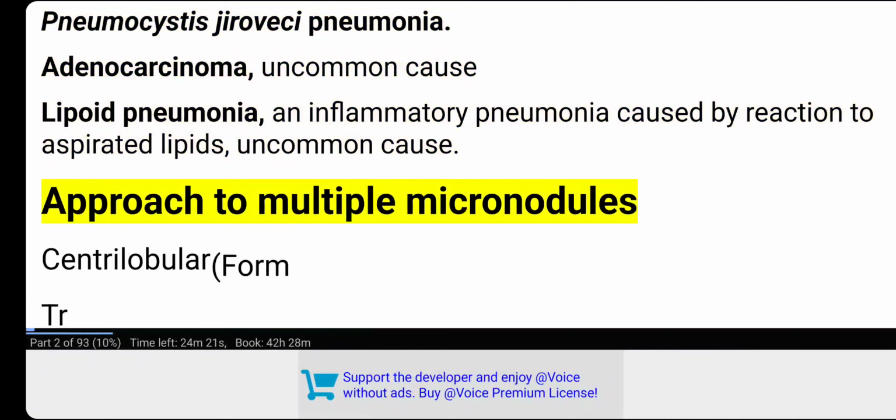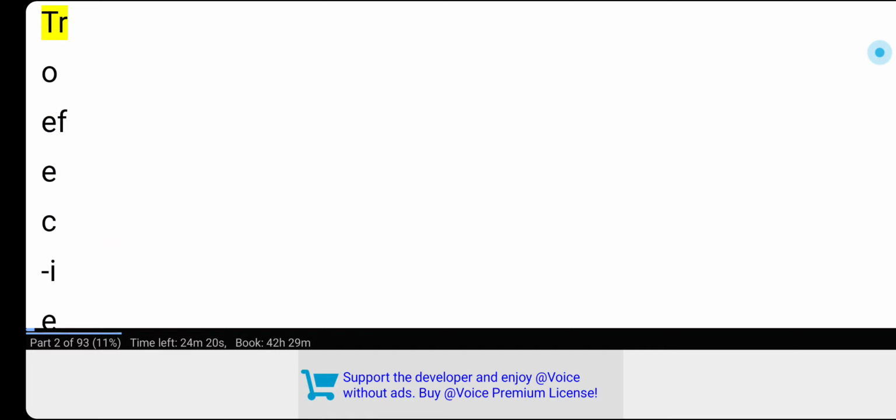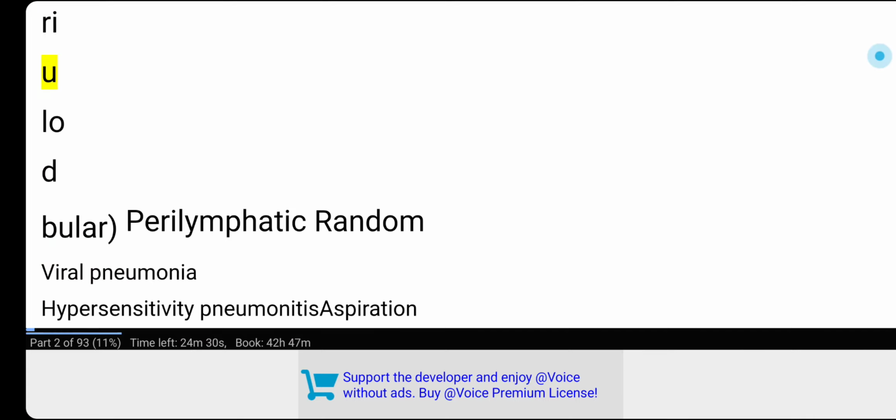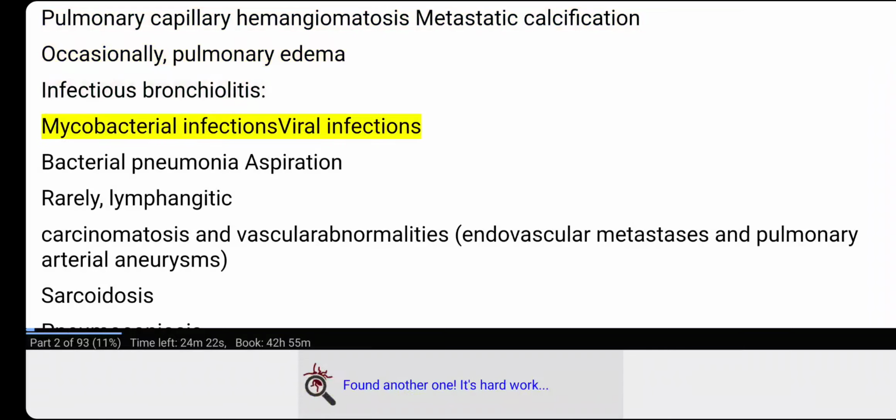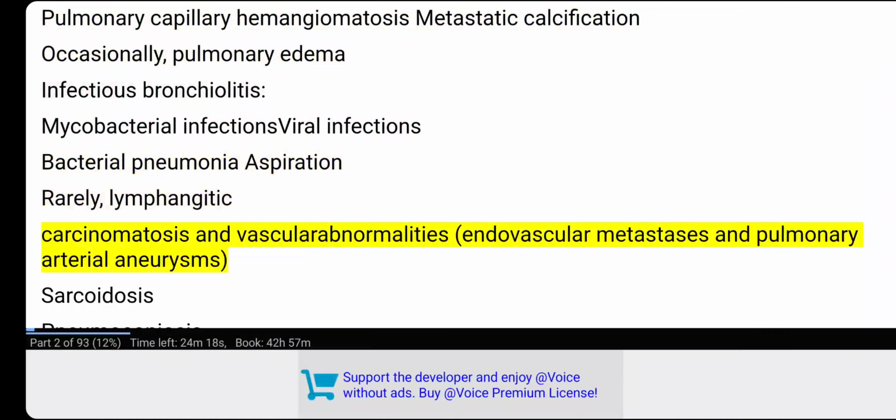Approach to multiple micronodules: centrilobular form, tree-in-bud, perilymphatic, random. Viral pneumonia, hypersensitivity pneumonitis, aspiration, pulmonary capillary hemangiomatosis, metastatic calcification. Occasionally, pulmonary edema, infectious bronchiolitis, mycobacterial infections, viral infections, bacterial pneumonia, aspiration. Rarely, lymphangitic carcinomatosis and vascular abnormalities, endovascular metastasis and pulmonary arterial aneurysms.